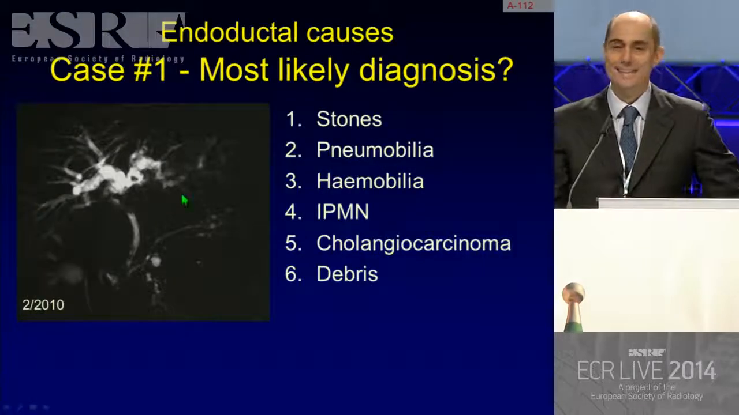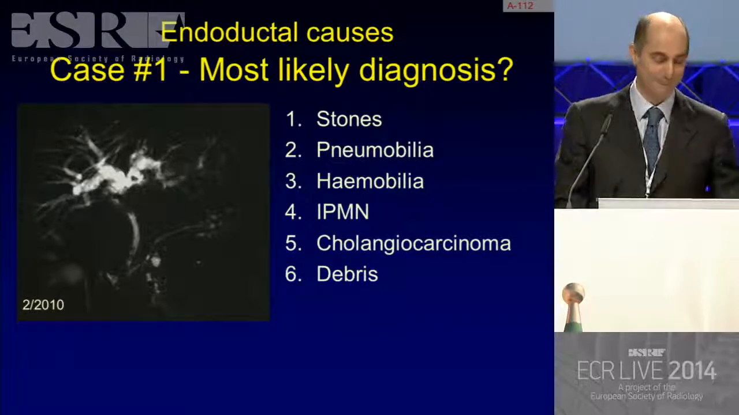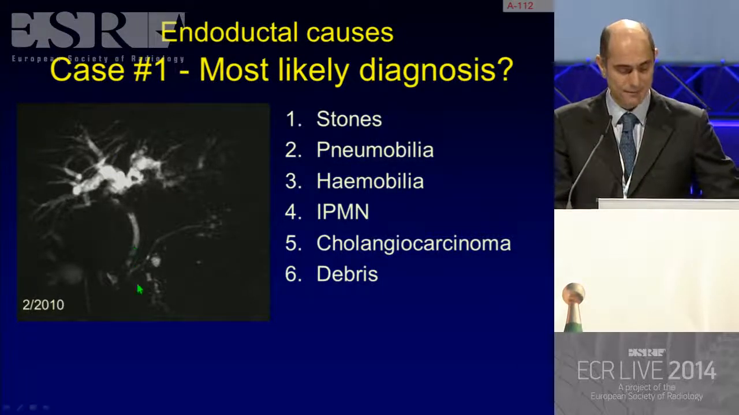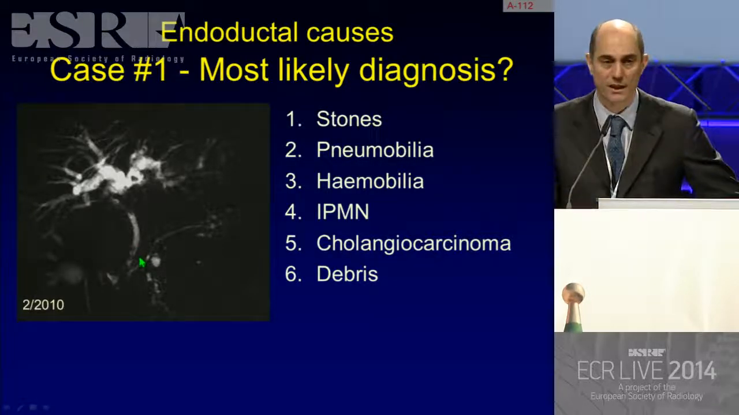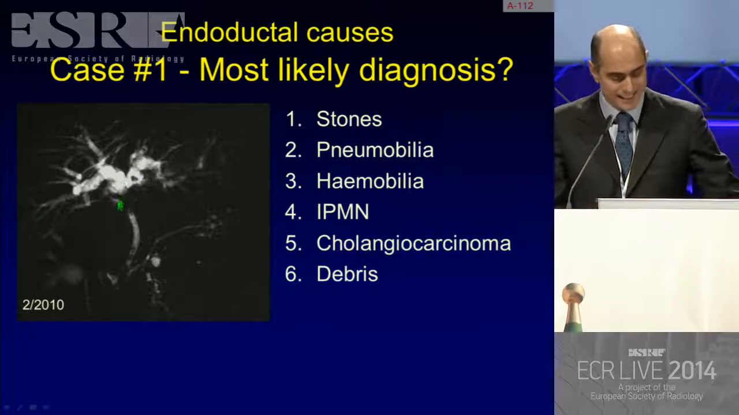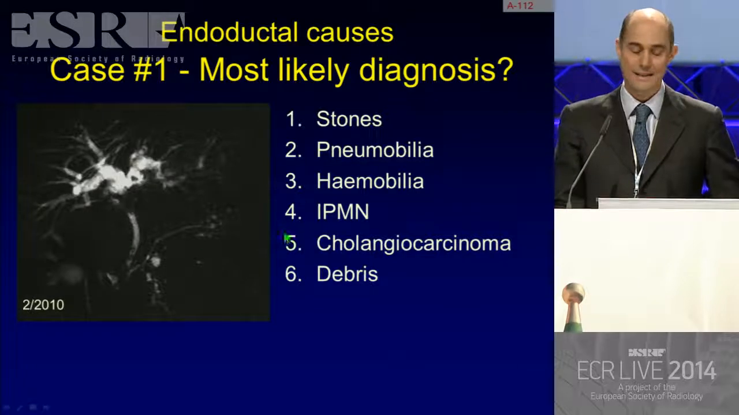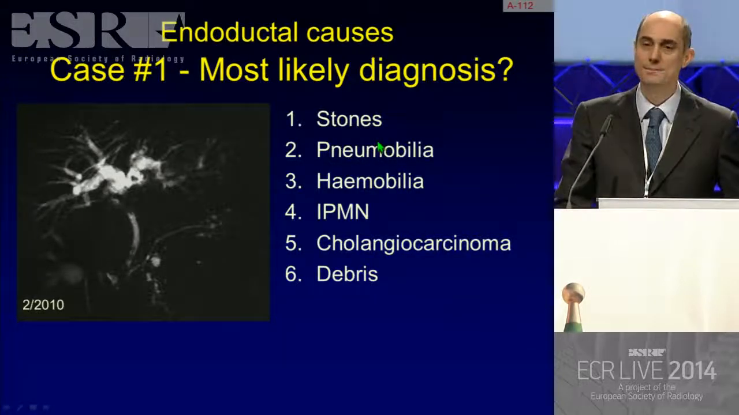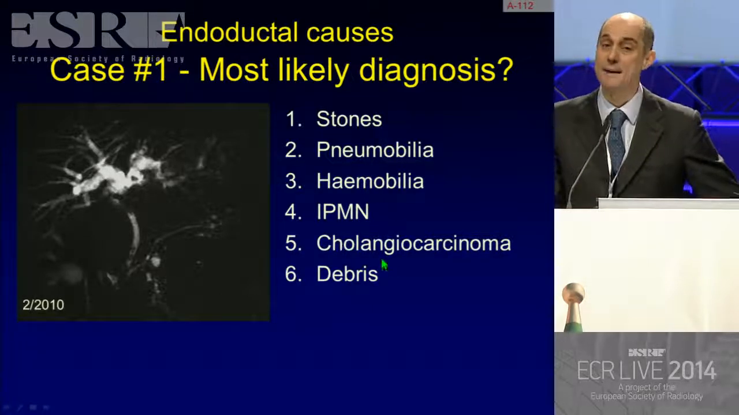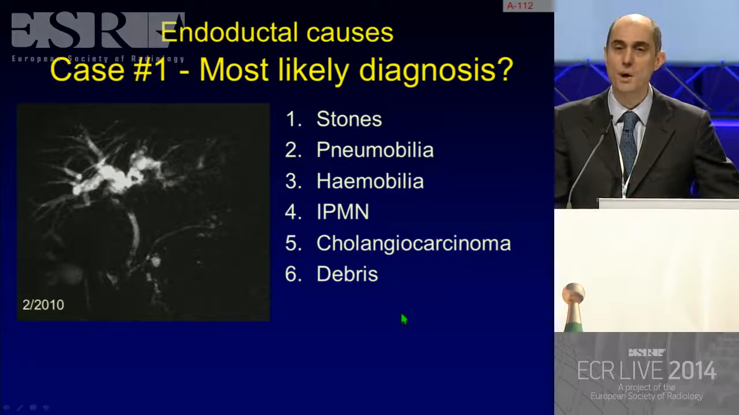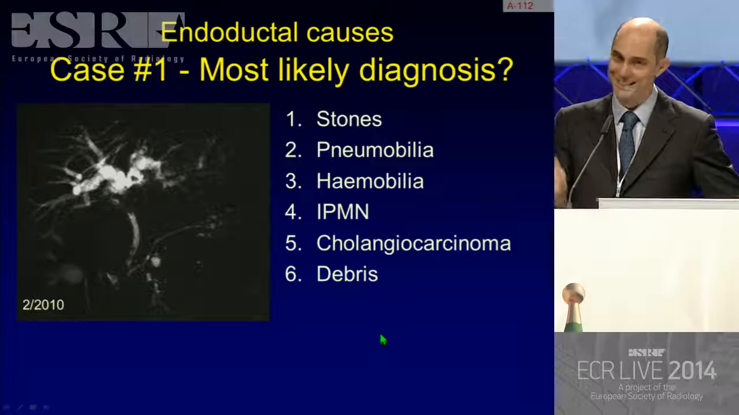With this in mind, this is a difficult case. I would like to have your help. Let me show you this example in which we do see some endoluminal filling defects down in the distal third of the common bile duct, and we see here something that is probably an endoluminal filling defect. What do you think this is? Could be a stone, could be pneumobilia, could be hemobilia, could be an IPMN, could be cholangiocarcinoma, or it could be debris. What do you think could be? Please, vote.